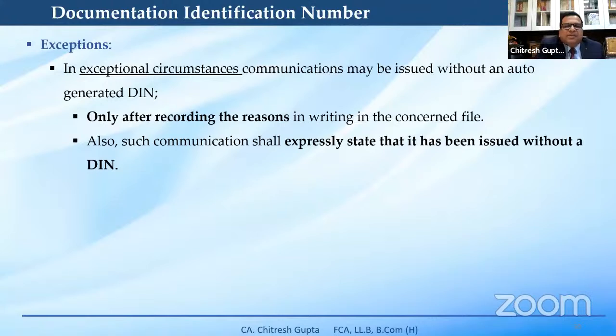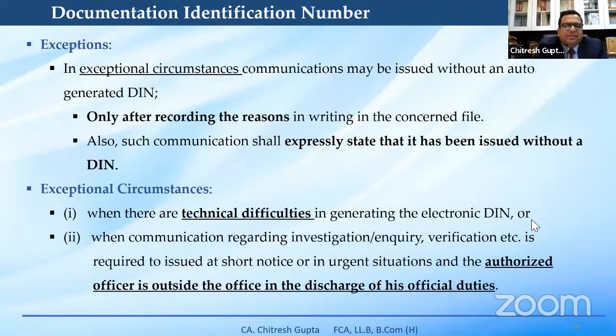Under exceptional circumstances, the communication may be issued without an auto-generated DIN. The circular also specified the exceptional circumstances where the communication cannot contain the auto-generated DIN, only after recording the reason in writing in the concerned file, and also such communication shall expressly state that it has been issued without a DIN.